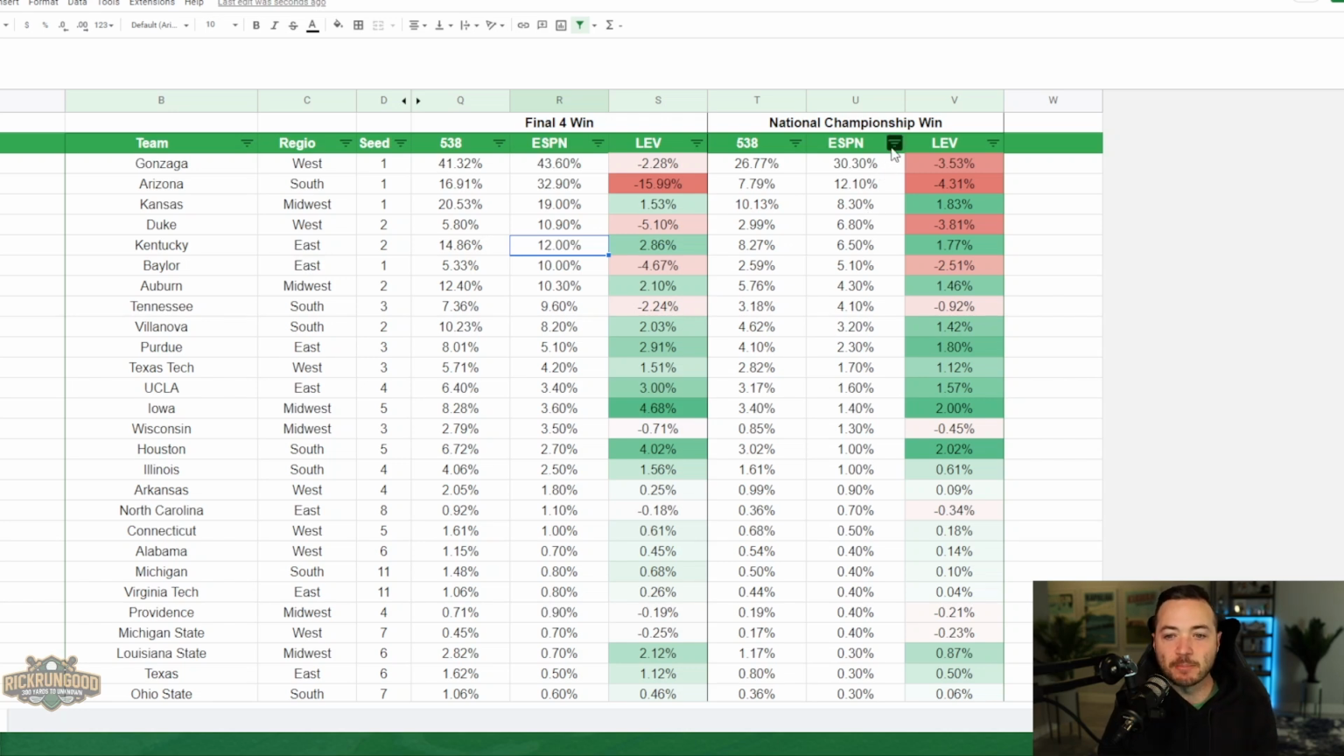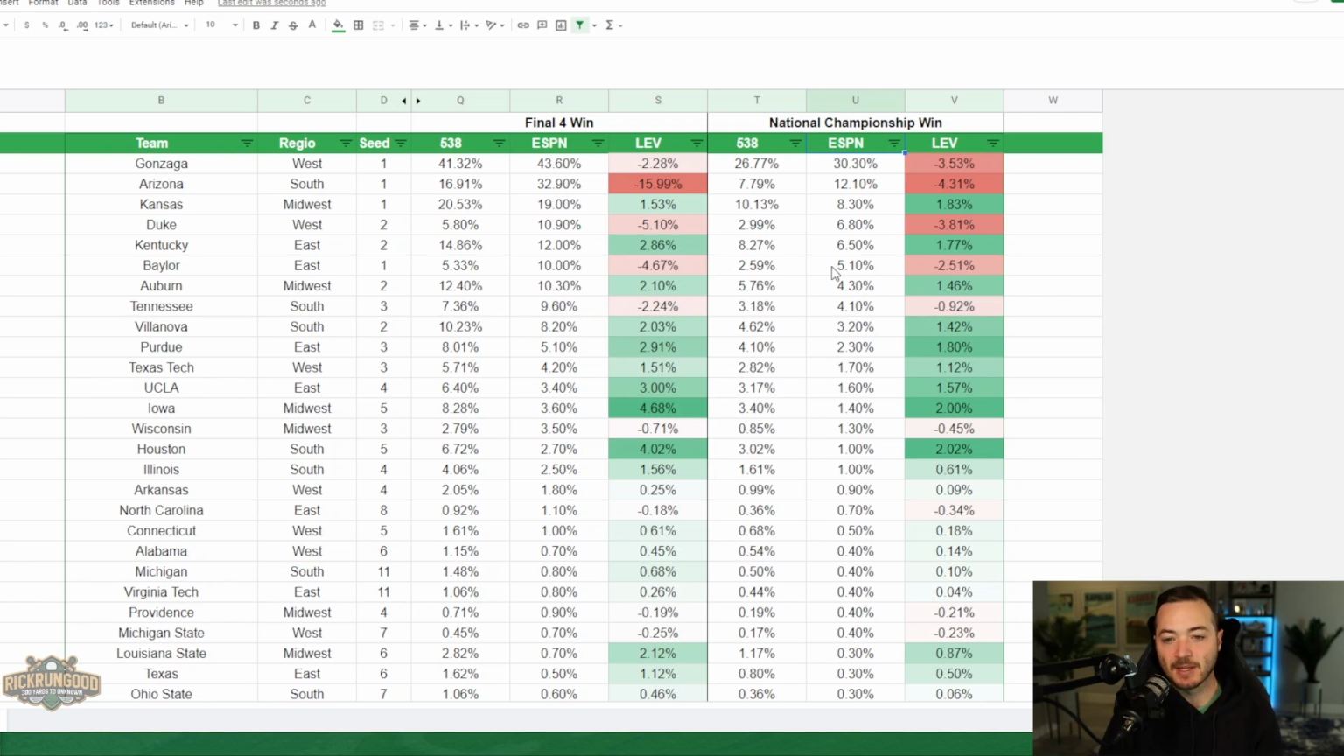I have this sorted by the ESPN who picked whom percentage. So 30% of people have picked Gonzaga to win it all. They're only going to win it 26% of the time. That is negative leverage. We cannot pick Gonzaga to win it all. Arizona will win it about 7% of the time, but ESPN selectors have picked them to win it all 12% of the time. Negative leverage.